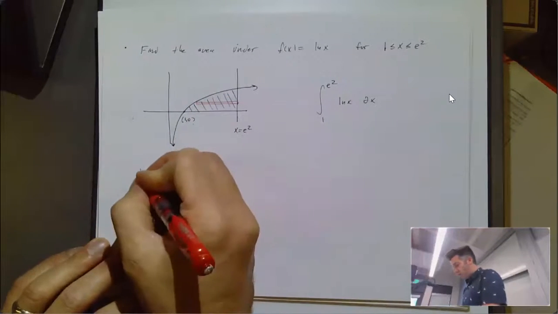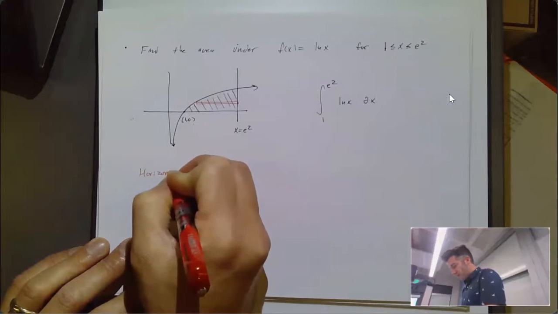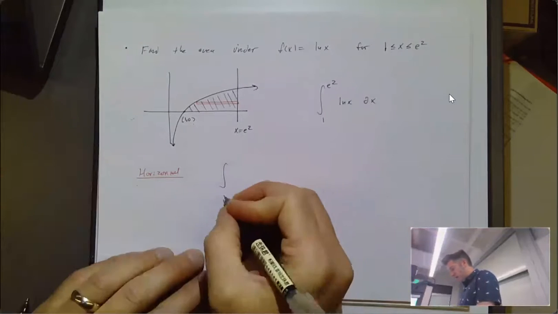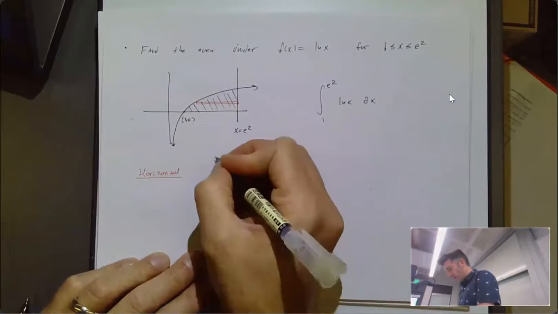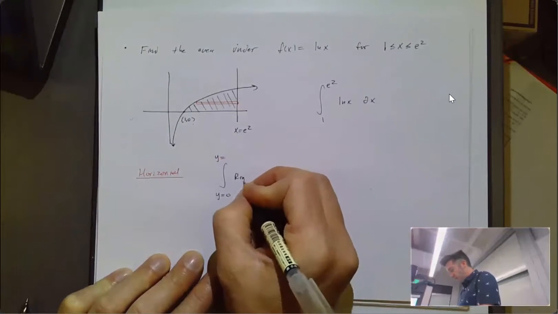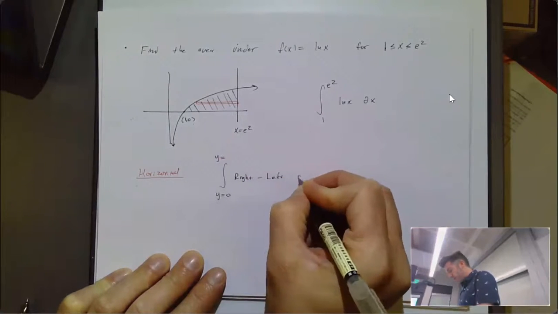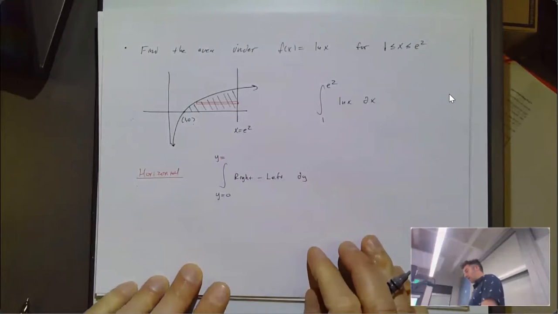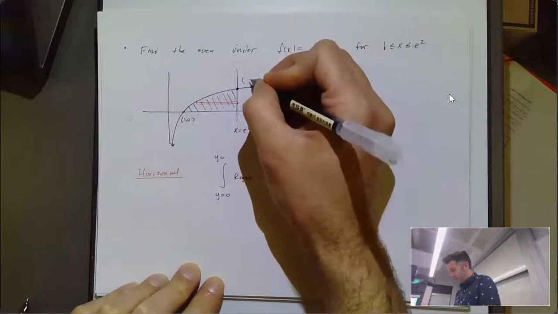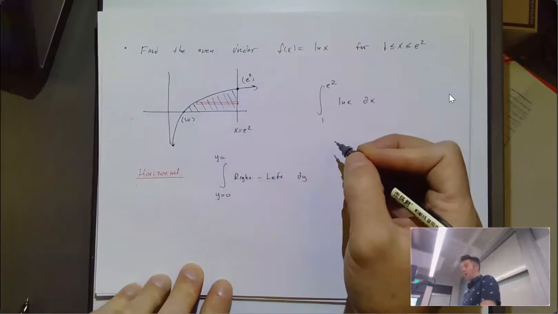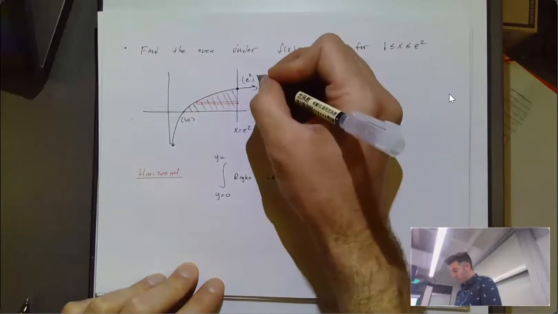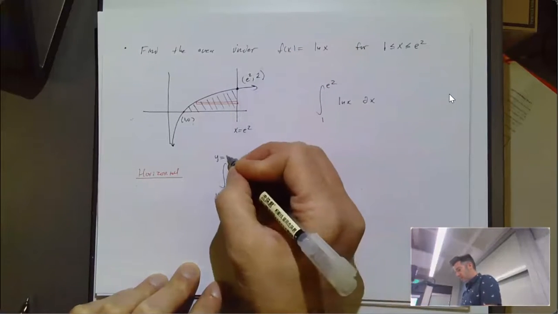So using horizontal strips, we're going to do the integral from a low value of y equals 0 to a high value of y equals, we'll figure it out in a minute, of the right function minus the left function. So I need to find a couple things. First, I want to find this upper value here. Well, I know that at that point, x is equal to e squared, and y has to be the natural log of e squared, which is going to be 2. So that's actually a nice upper bound.